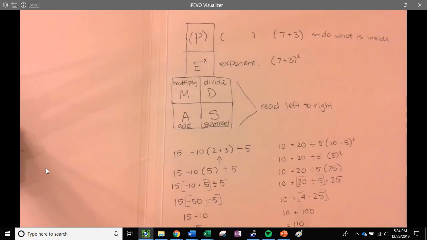Then once I deal with all the multiplication and division in the problem, reading it left to right, I go back and do the addition and subtraction.